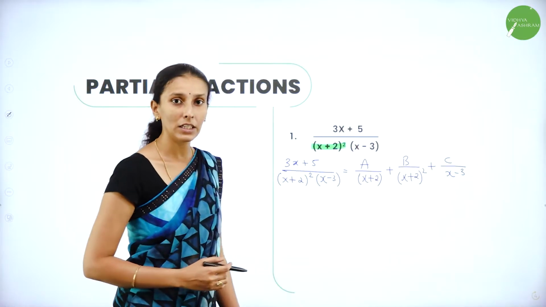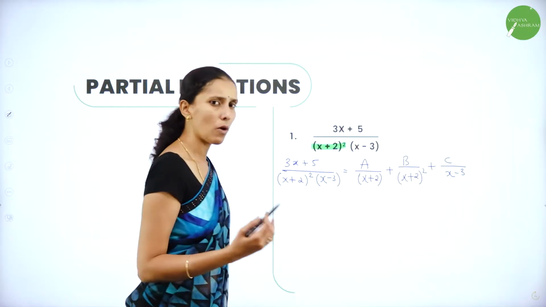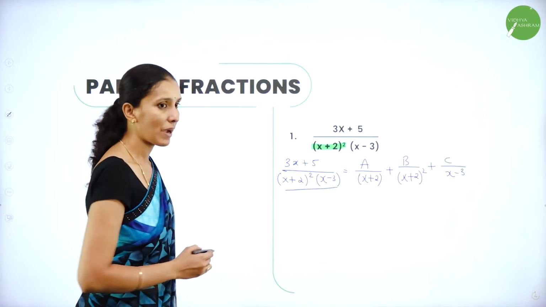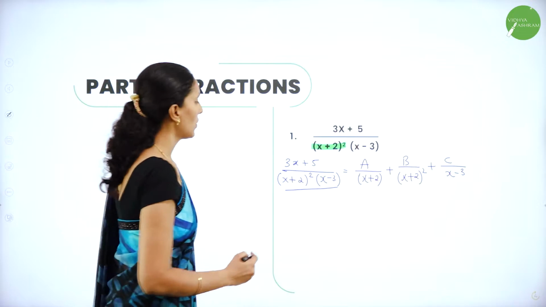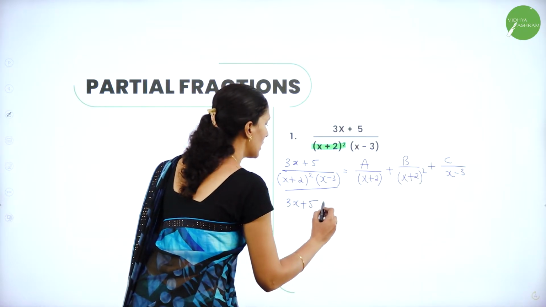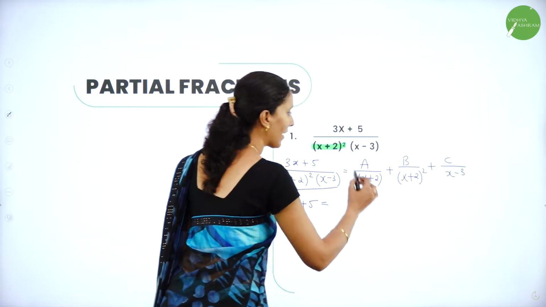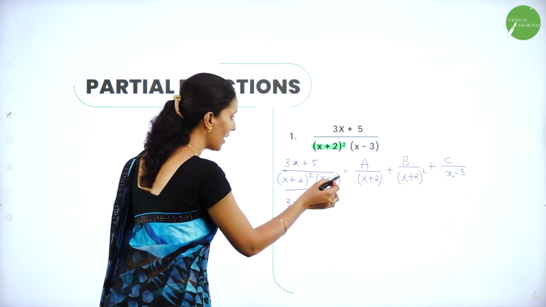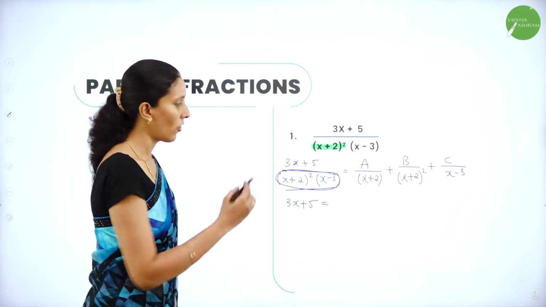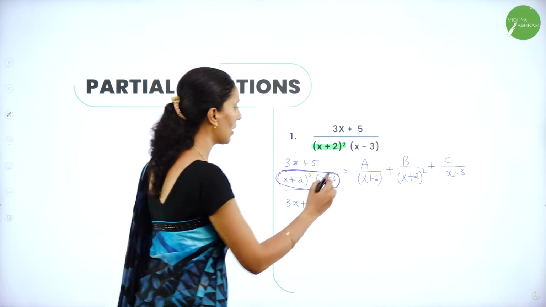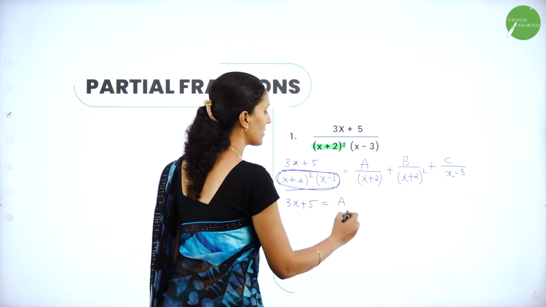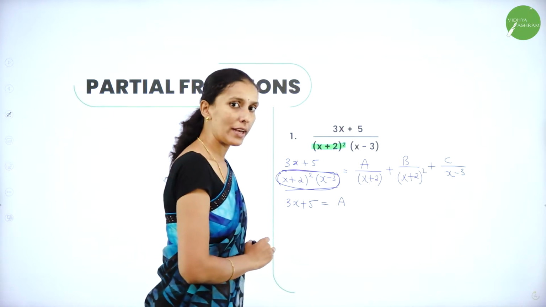Now just equate the numerators after taking the LCM, or after multiplying with the factors x plus 2 whole square and x minus 3 on both sides. So what will we get? We are left with 3x plus 5 is equal to, if you want to write the factors of this, just multiply this whole thing on your right hand side for each factor. Then you are left with, so you have x plus 2 here, it cancels with one x plus 2.